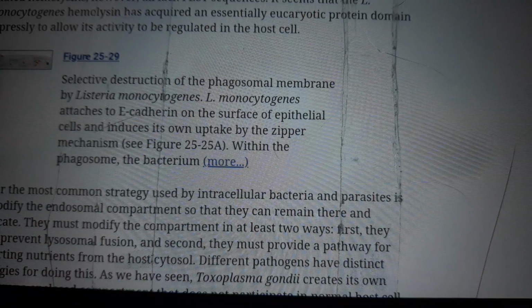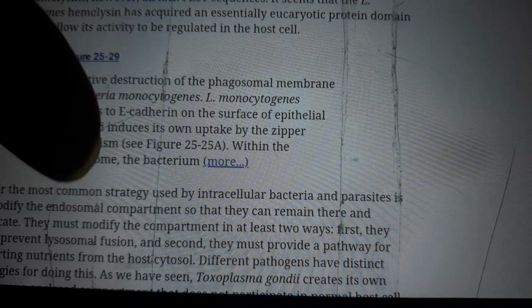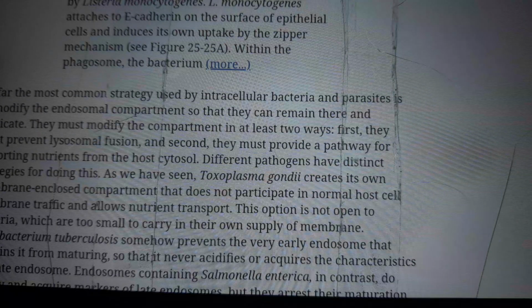These related hemolysins, however, all lack the PEST sequence. It seems that the L. monocytogenes hemolysin acquired an essentially eukaryotic protein domain expressly to allow its activity to be regulated in the host cell. The selective destruction of the phagosomal membrane by Listeria monocytogenes: L. monocytogenes attaches to E-cadherin on the surface of epithelial cells and induces its own uptake by the zipper mechanism.